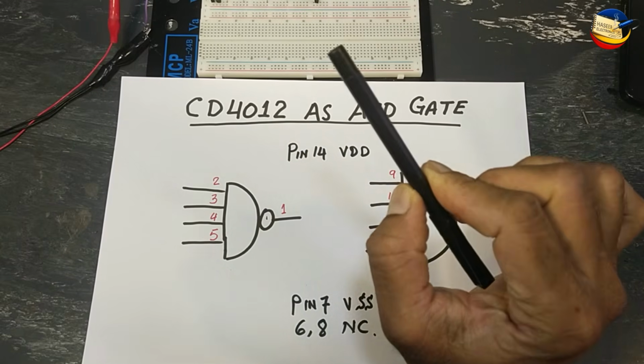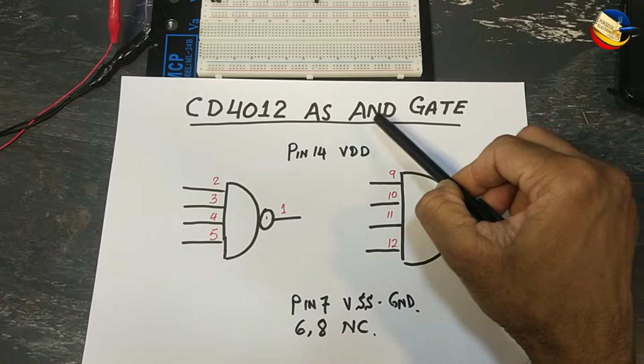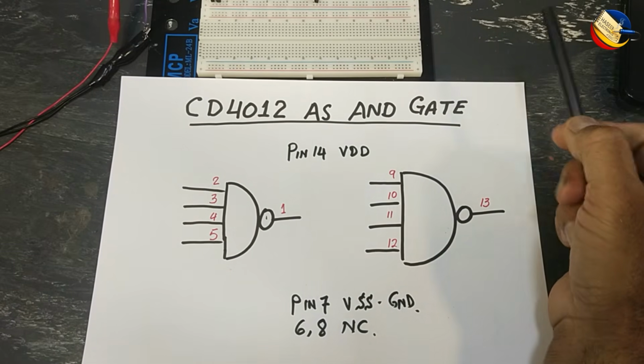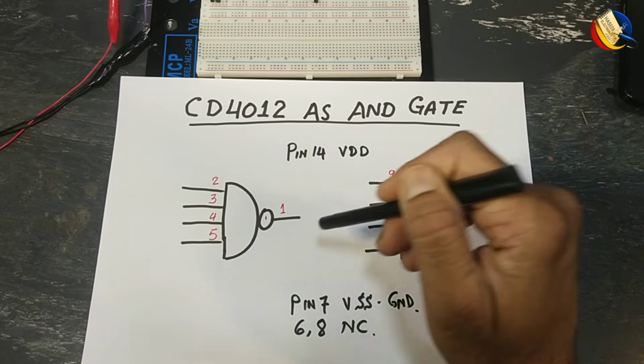CD4012 is a dual 4 input NAND gate. Can we use it as an AND gate? Let's see. We will take the AND gate function from this IC.